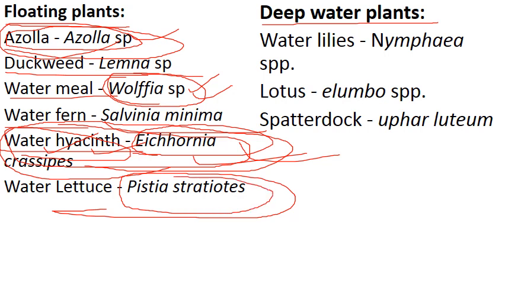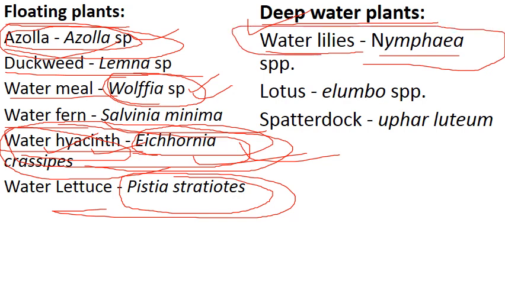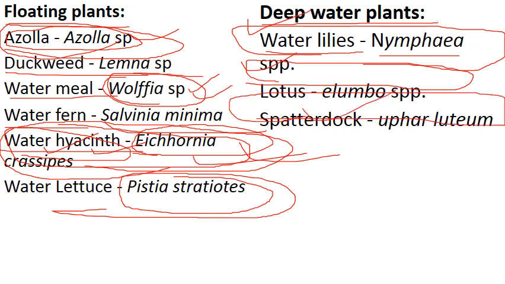Okay. Then deep water plants, obviously water lilies. The root of water lilies you can see is very deep. So Nymphaea species, Nymphaea is the scientific name of water lilies, you should remember for common sense. Lotus, Nelumbo species, for common sense you should remember the scientific name. Spatterdock, Nuphar luteum, this also you should remember. These are deep water plants, means you can find the base of that plant inside water bodies.